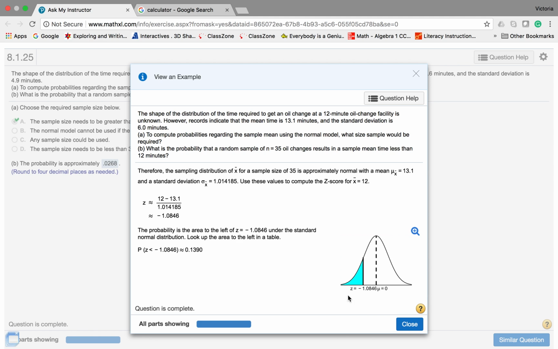Now, don't forget, they're going to show you here, it says the probability under the standard normal distribution, look up the area in a table. That's where you want to go to StatCrunch instead, and we put all of those videos in our general question center of our discussion board.